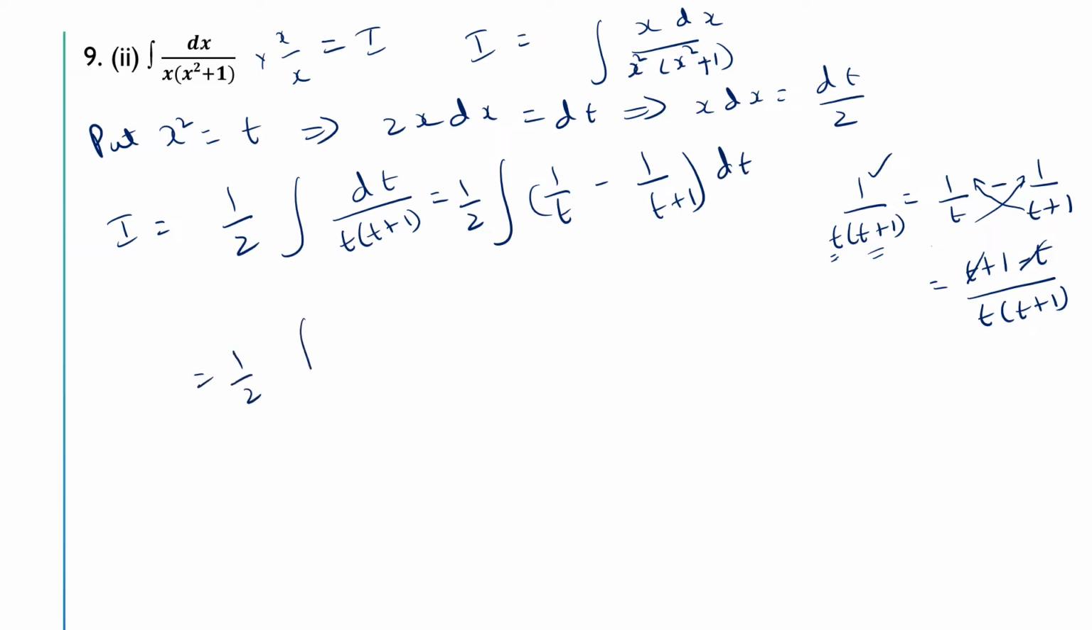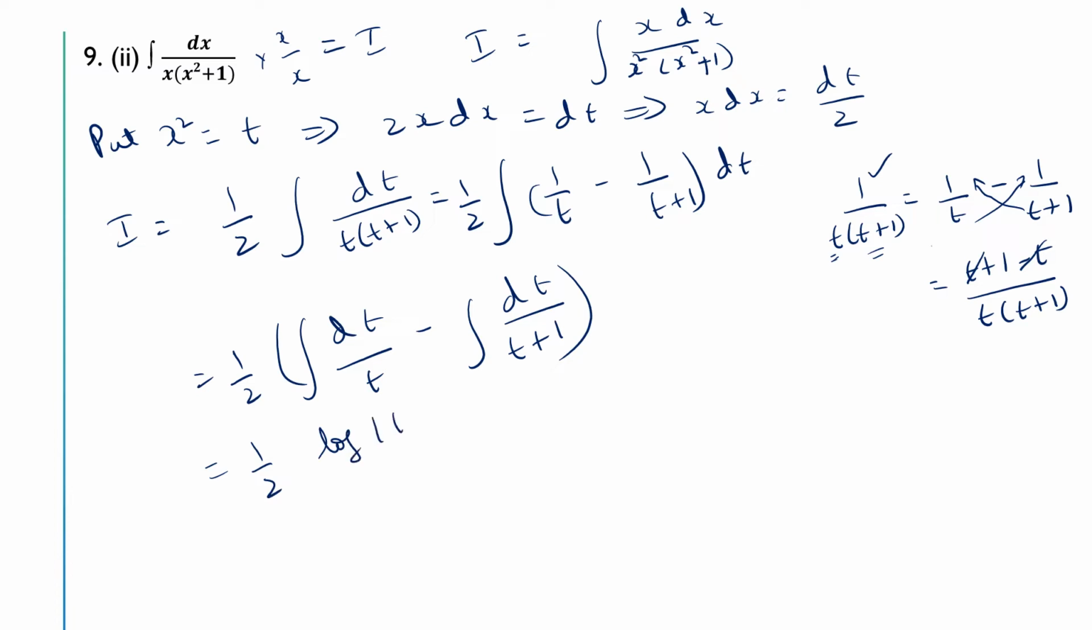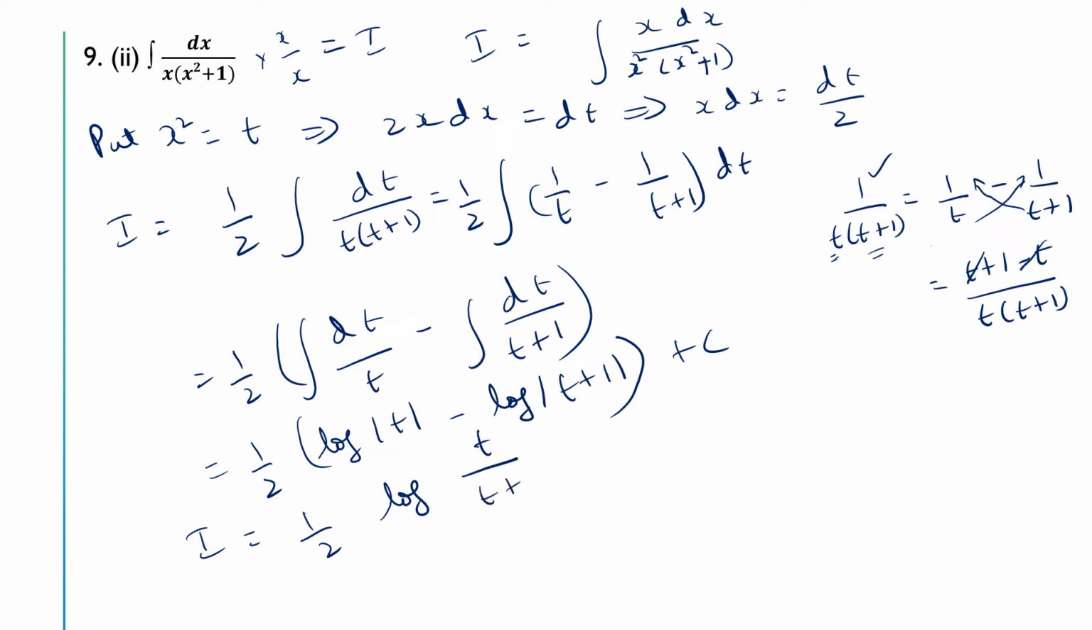So now it is very easy. So this is equal to half integral dt by 2 minus integral dt by t minus integral dt by t plus 1. So this is equal to half log mod t minus log mod t plus 1 plus c. Since log a minus log b is log a by b, this we can write as half log t by t plus 1 plus c.